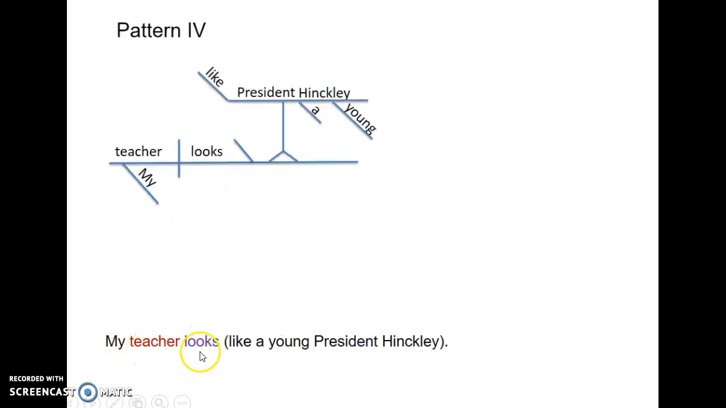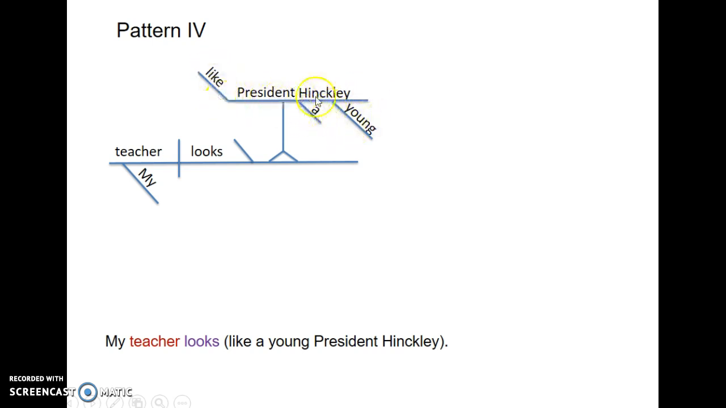The subject here is teacher, the verb is looks, that's a linking verb. And then we have the preposition like. So we have a prepositional phrase here, like a young President Hinckley. And this prepositional phrase is functioning as an adjective describing teacher. So that's going to be up on a pedestal because it is a prepositional phrase in the predicate functioning as an adjective. So like goes on the slant, President Hinckley on the horizontal, and the 2 modifiers below.